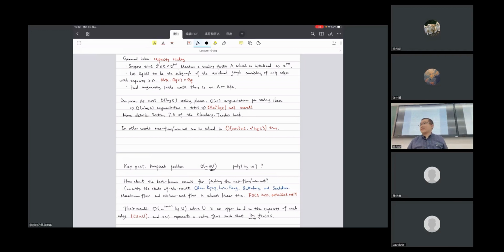Okay, any questions about these discussions about further improvements upon the Ford-Fulkerson algorithm? So if there is no question, I guess this is probably the theoretical part.